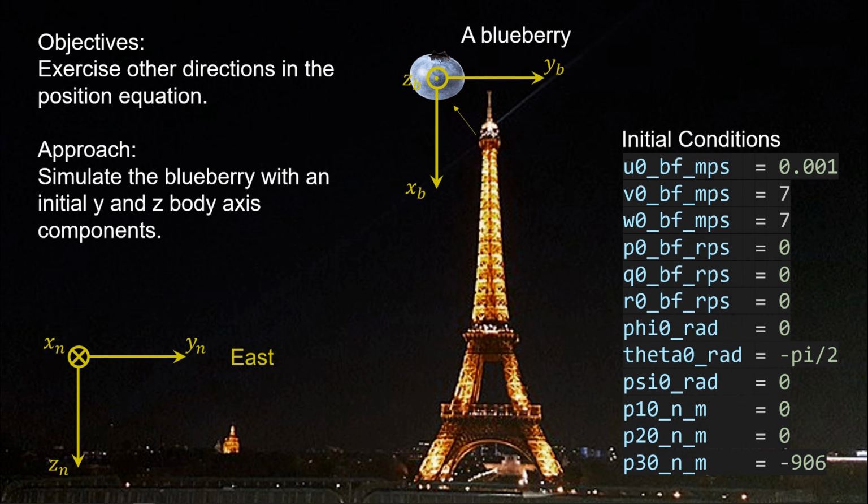Now suppose the blueberry was thrown from the Eiffel Tower, not dropped, with 7 meters per second in both the y and z directions of the body axes. Pause for a moment and imagine the evolution of the blueberry velocity in the x direction, the y direction, and the z direction as it falls under gravity.